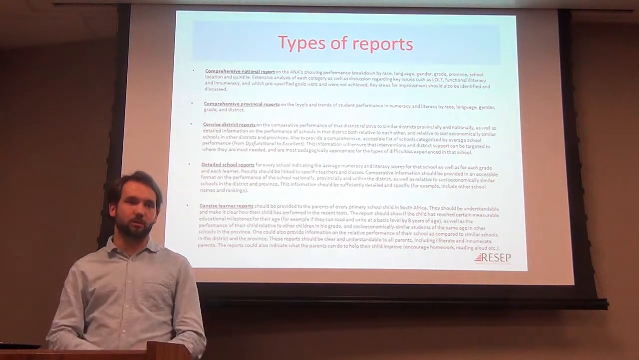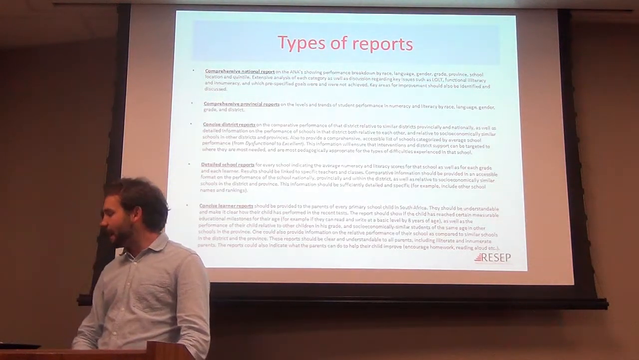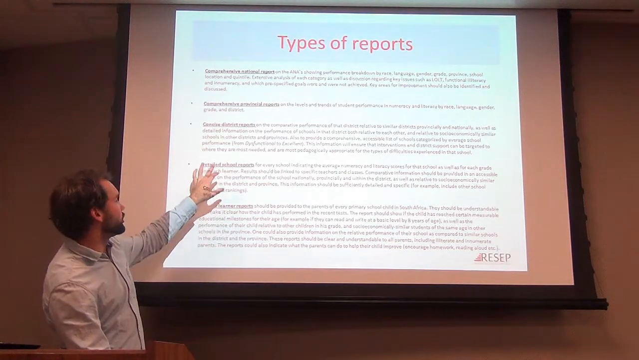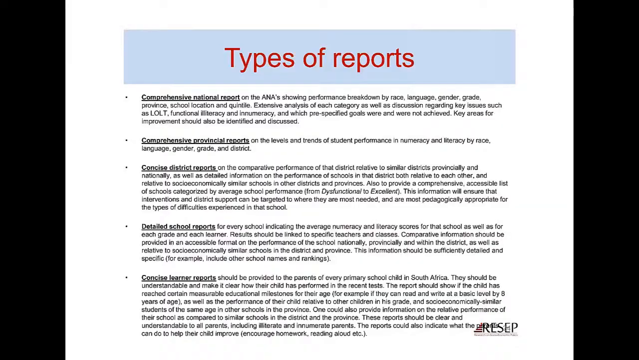So in this report that we wrote for UNICEF, I give examples of the different types of reports and what they could constitute. It ranges from a comprehensive national report, which the DBE actually did publish. They didn't do any of these others: a comprehensive provincial report, concise district reports, detailed school reports, and concise learner reports. Okay? And these could also follow a particular format.